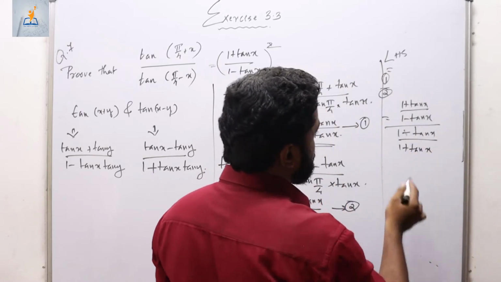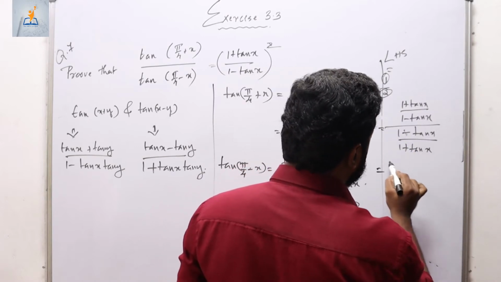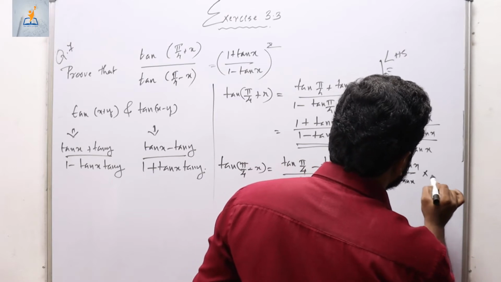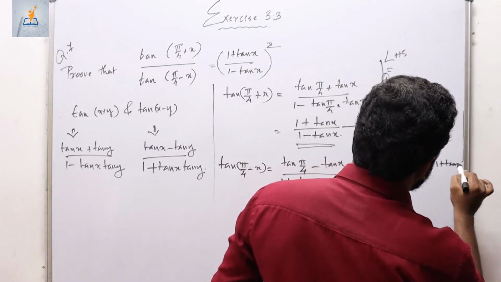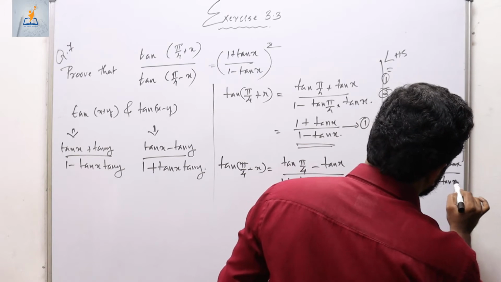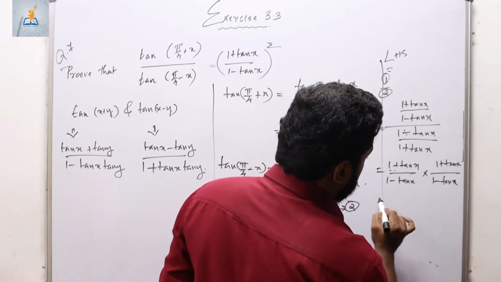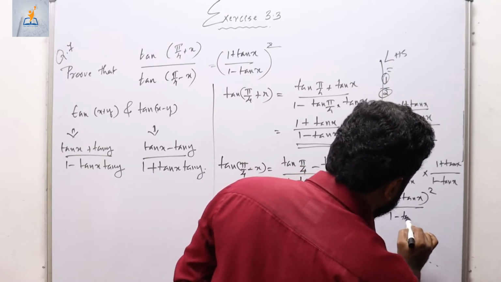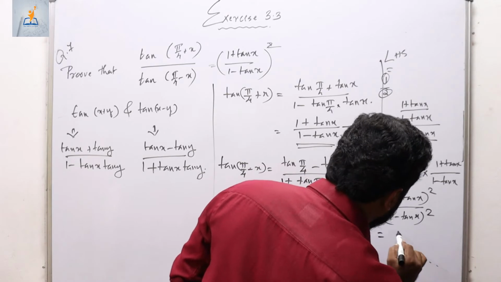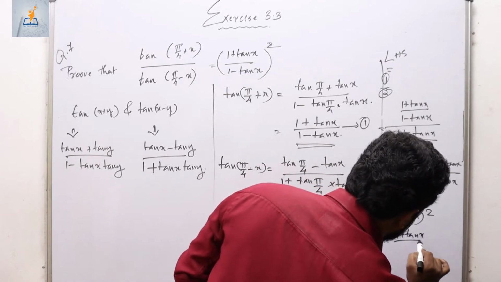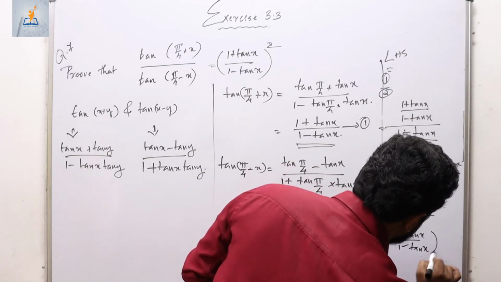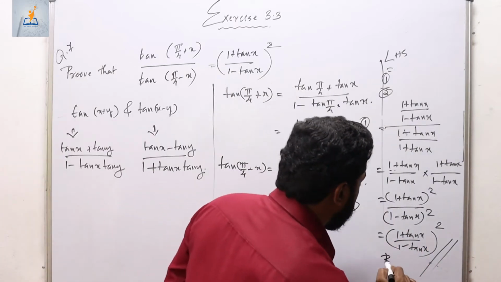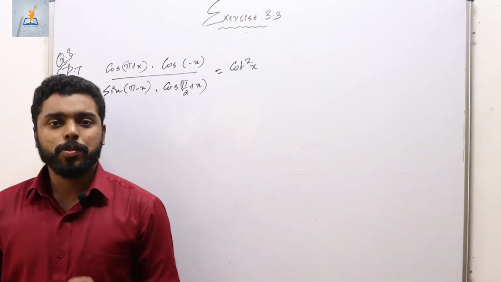So multiplying the numerator by the reciprocal of the denominator, it will become 1 plus tan x divided by 1 minus tan x into 1 plus tan x divided by 1 minus tan x, isn't it? So multiplying, it will become (1 plus tan x) whole square divided by (1 minus tan x) whole square. So it will become (1 plus tan x by 1 minus tan x) whole square. So this is the answer. So we proved it is equal to RHS, hence the proof is complete. Now let us move on to the eighth question.